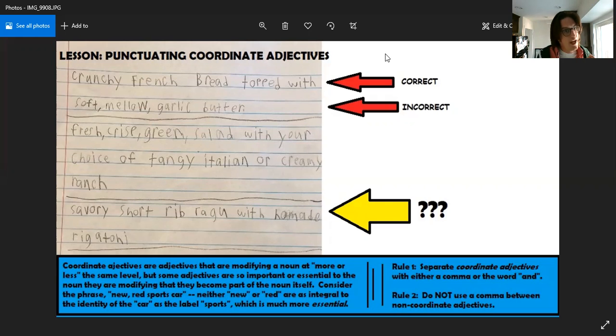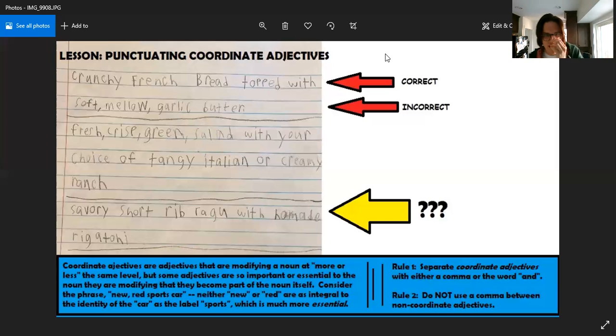And if you want a little trick for measuring whether or not adjectives are coordinate, try flipping them in terms of their order and see if you get the same sense. Well, French crunchy bread just probably doesn't scan as right for most of us. French and crunchy bread, crunchy and French bread. No, it's French bread and it's crunchy. These adjectives are not coordinate. French is more significant, more important, more essential. So we don't put an and or a comma between them.